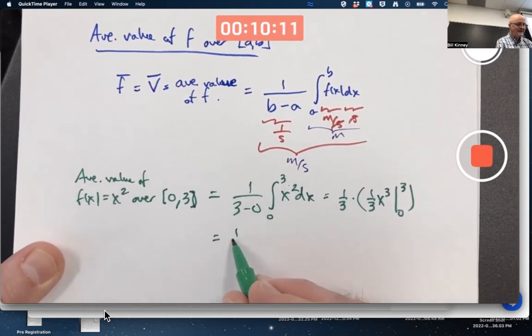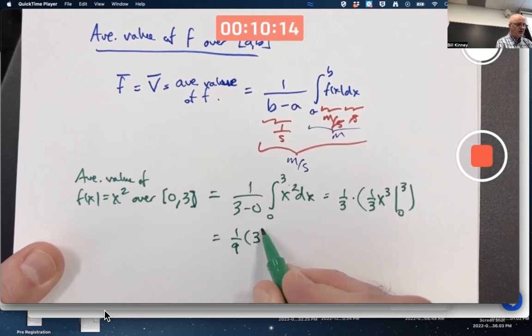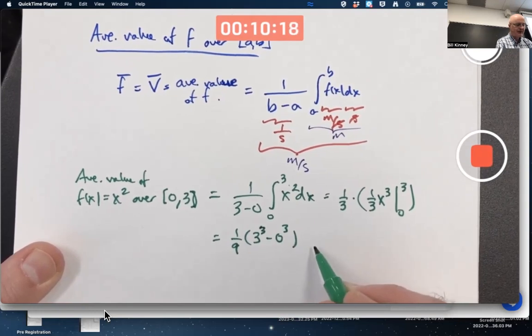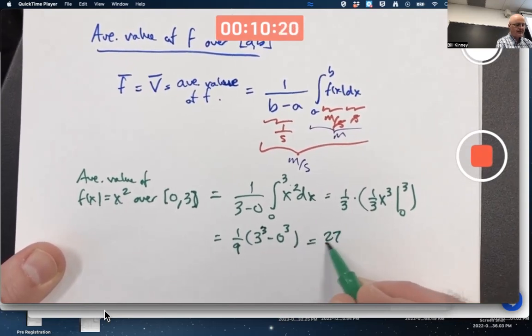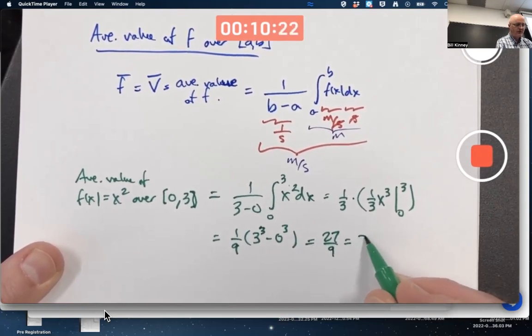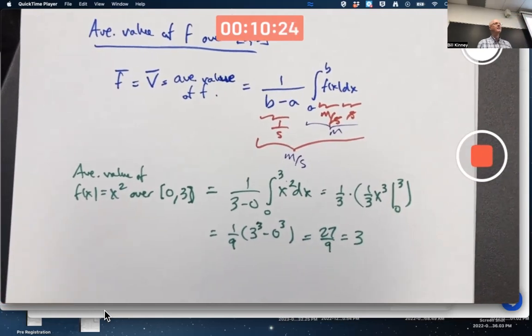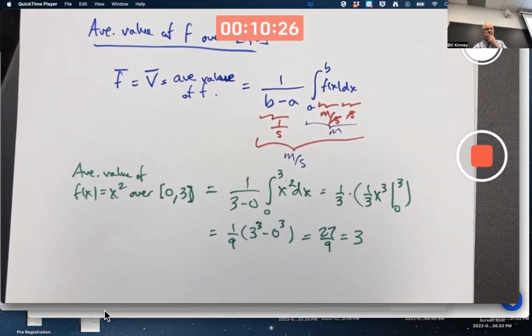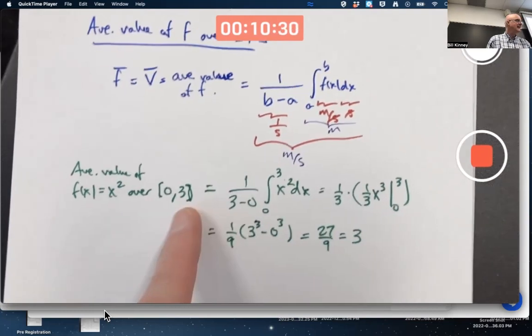1/3 times 1/3 is 1/9. 3 cubed minus 0 cubed is 27 minus 0. In the end, you get 27/9, or 3. How about that? Is it a coincidence that that number matches that number? Possibly.